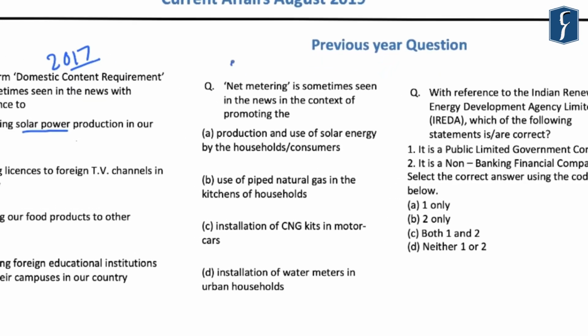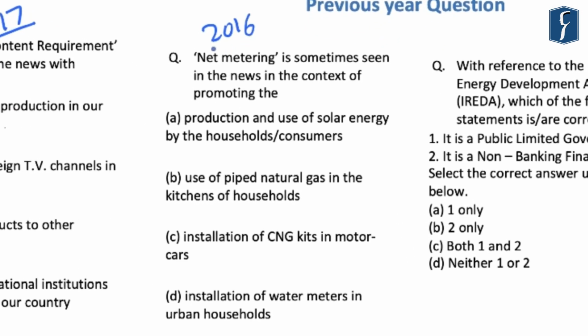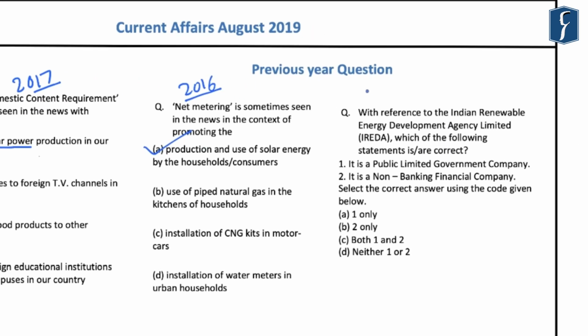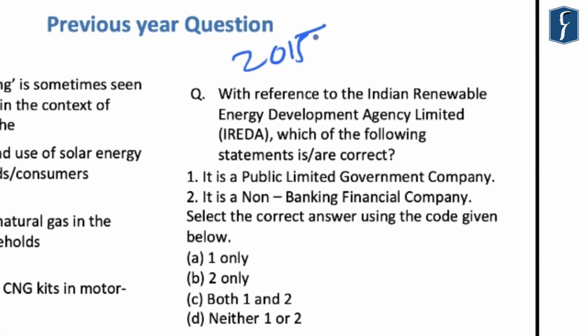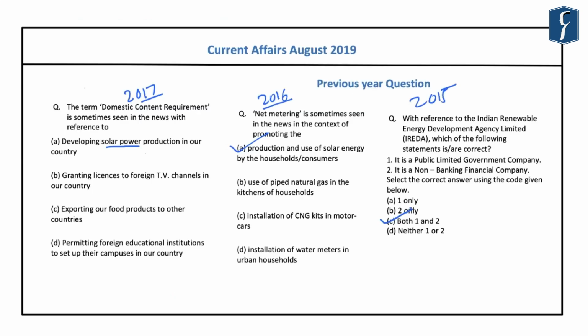And this question that was asked in the year 2016 was related to another term, that is net metering, and it is related to the production and use of solar energy by households or consumers. And this question was asked in the year 2015, which was related to the Indian Renewable Energy Development Agency Limited. In this case, the correct answer was C, that is both 1 and 2. So these questions highlight that in the preliminary examination, questions can be asked from current affairs related to the renewable energy sector.